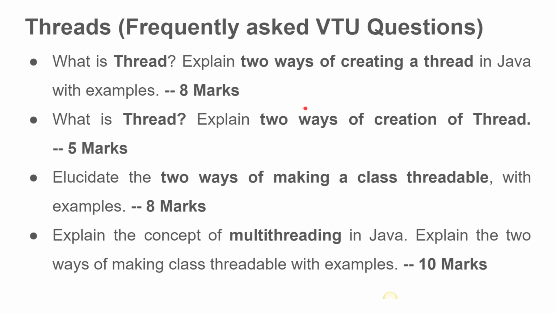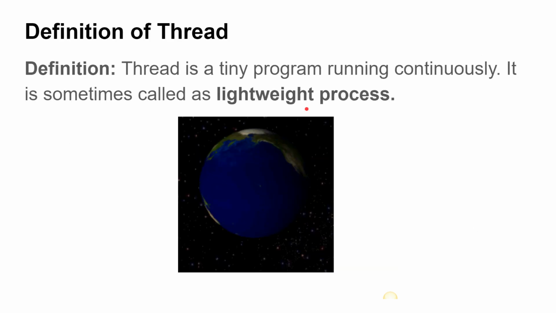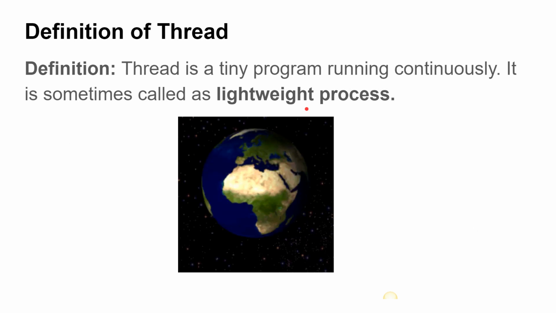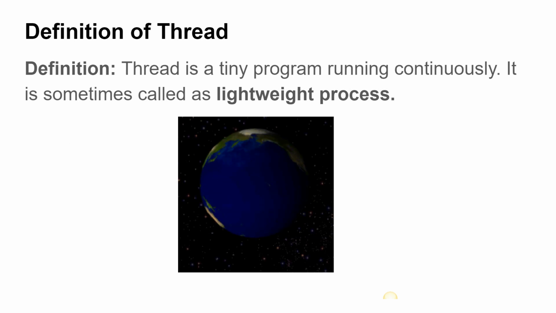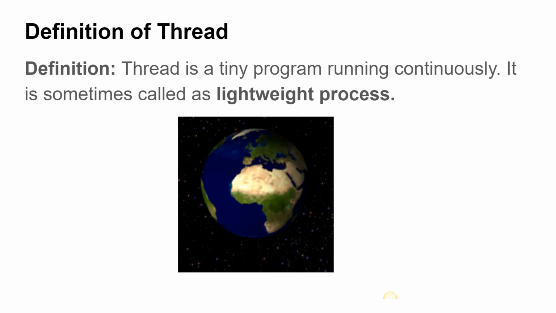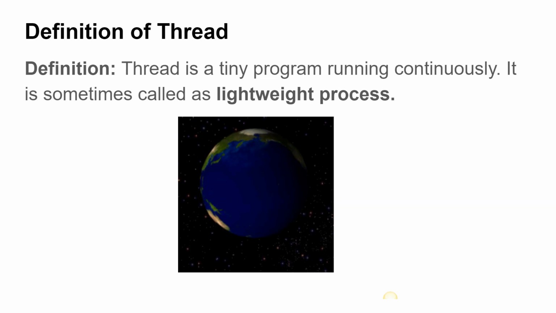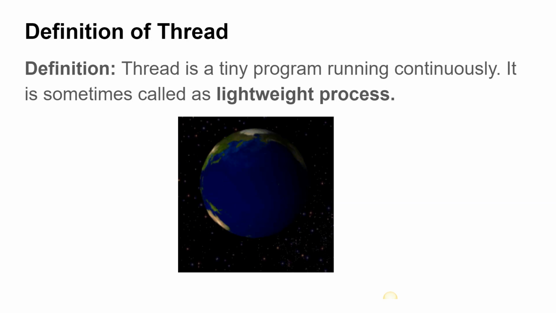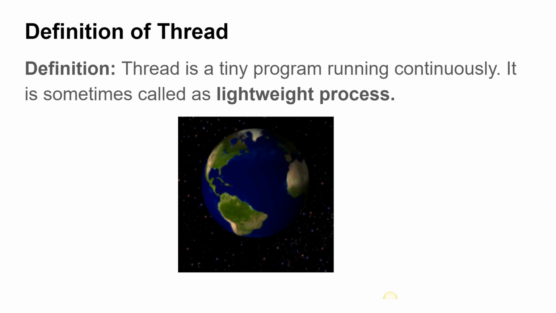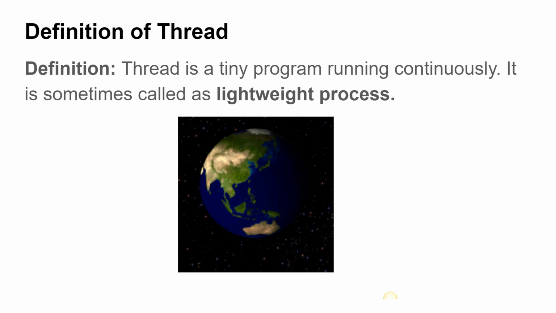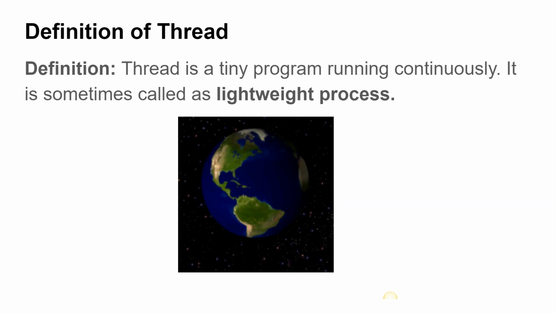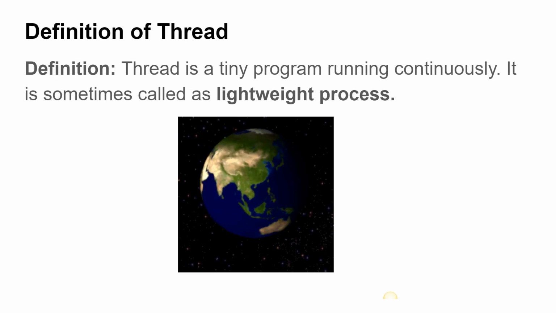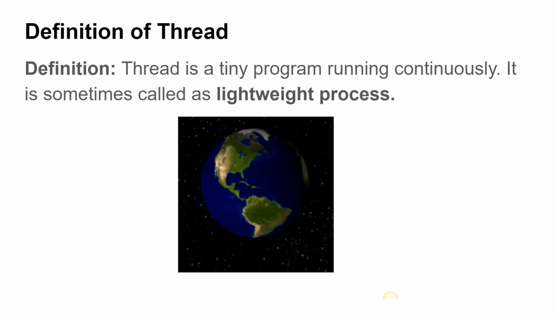Okay, the definition of a thread. A thread is a tiny program that runs continuously. It is sometimes called a lightweight process, whereas a process is a heavyweight process. Thread is a lightweight process and process is a heavyweight process.